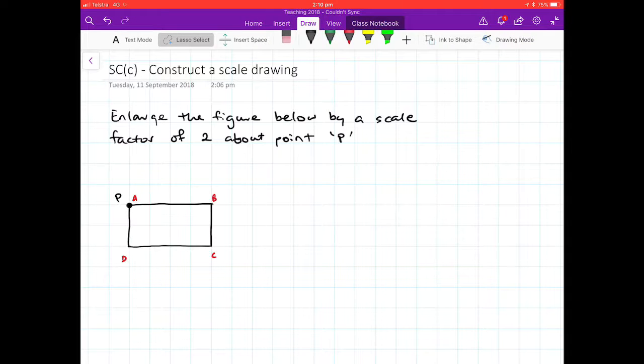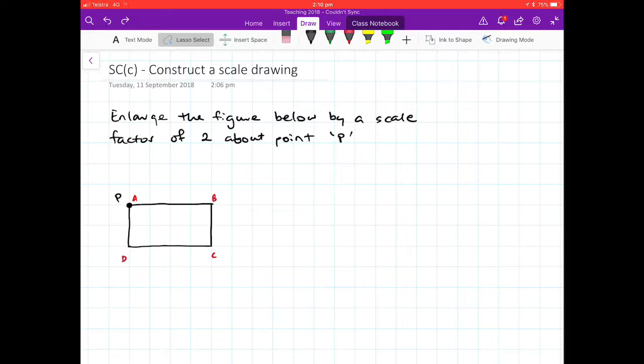Alrighty, having a look here guys, success criteria C, looking at constructing a scale drawing. The question below wants us to look at taking this figure here and enlarging it by a scale factor of 2 about point P. So from point P, we want to enlarge it by a scale factor of 2.